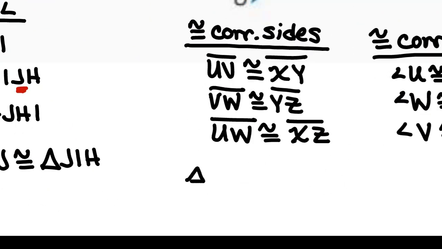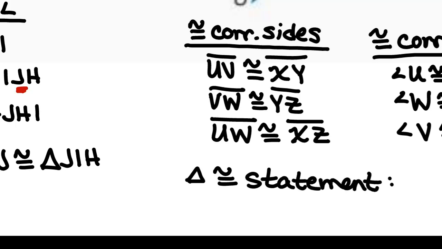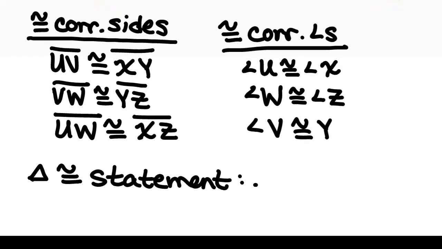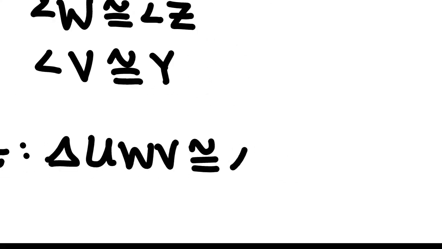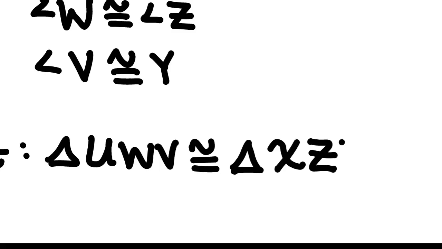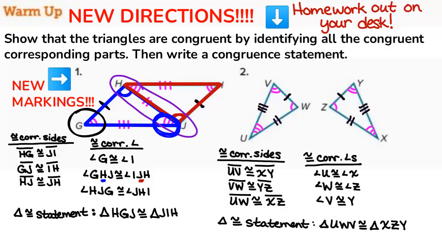All right, we've got all of our corresponding parts matched up. So our triangle congruence statement. Remember, the triangle congruence statement should be matching up all of my corresponding angles and all of my corresponding sides based on their position. So if I did triangle UWV is congruent to, what would this second triangle need to be named to be congruent with UWV? XZY. Wonderful work.